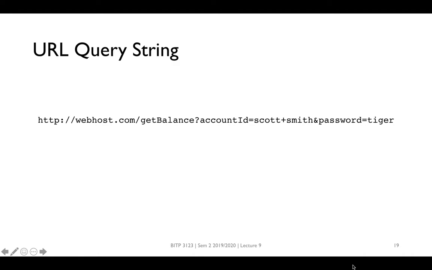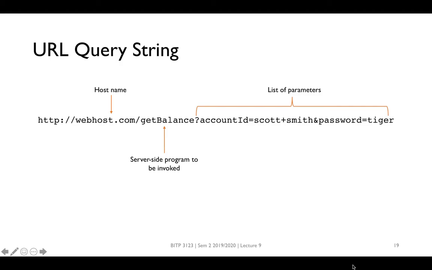There are two approaches to send requests to the web server. The first one is using the URL query string. Here we have an example of a URL query string. A URL query string has three parts: hostname, special server-side program to be invoked, and a list of parameters.